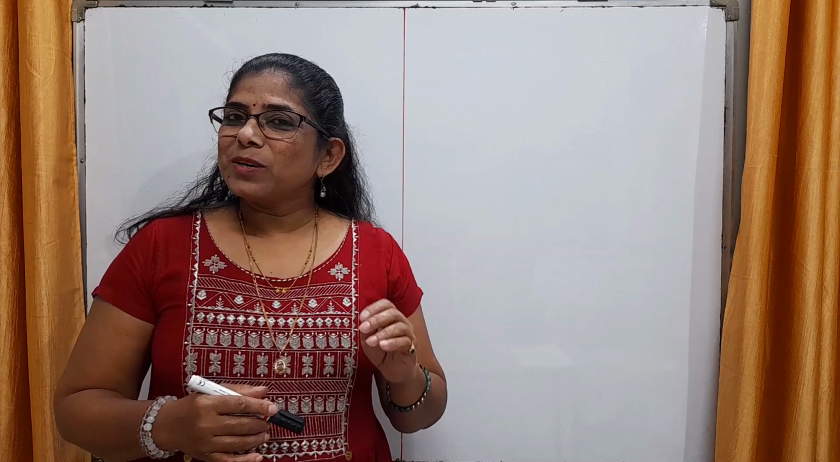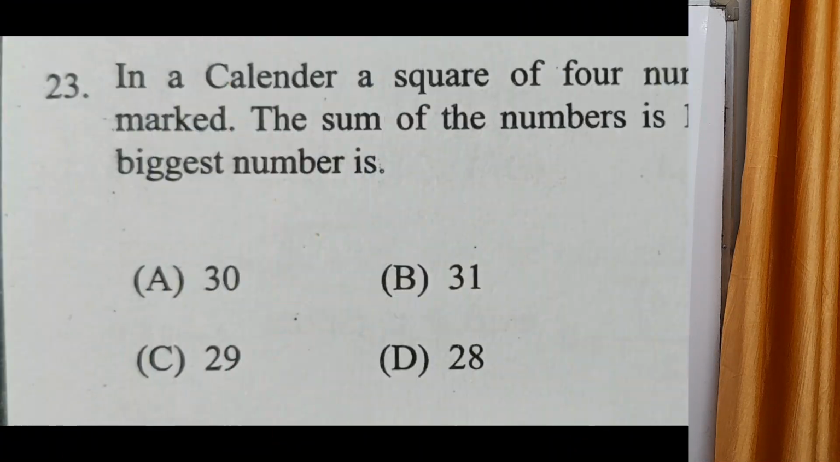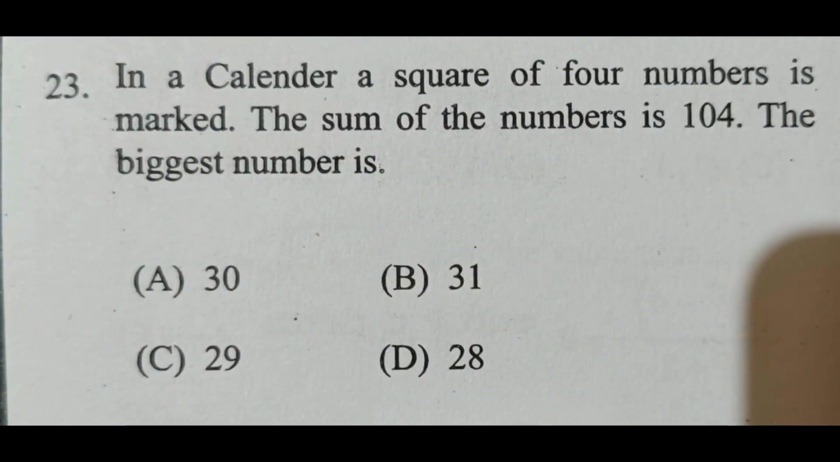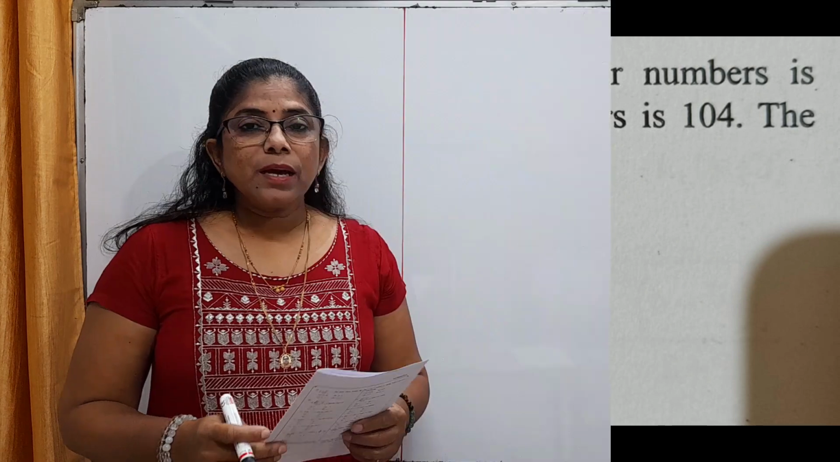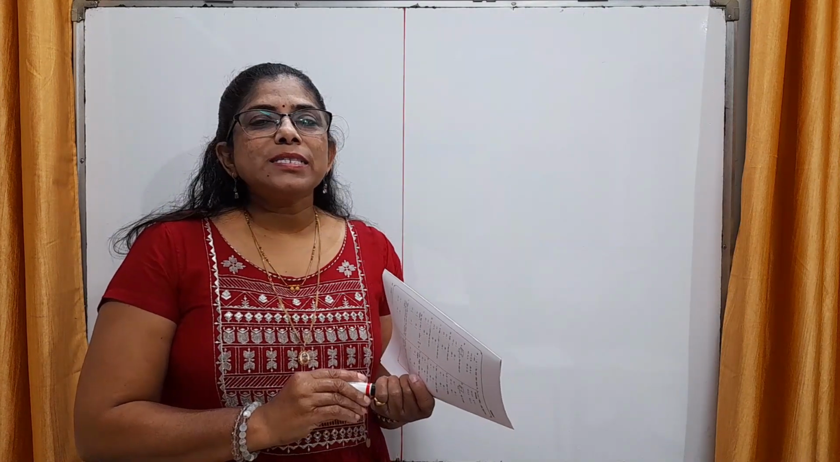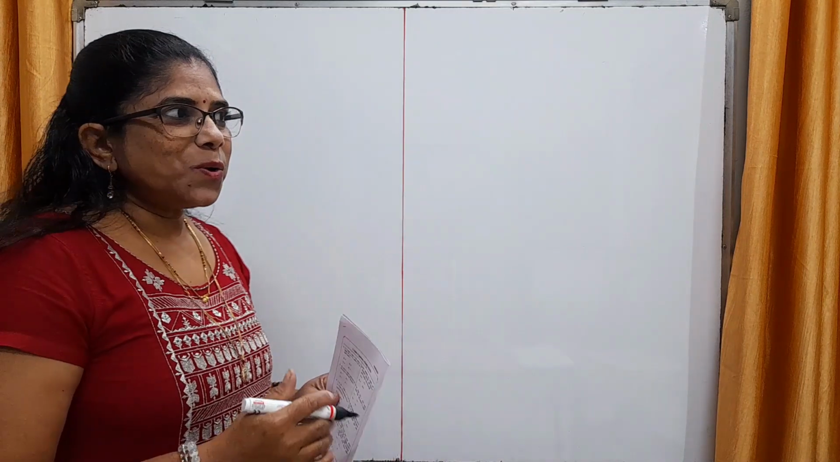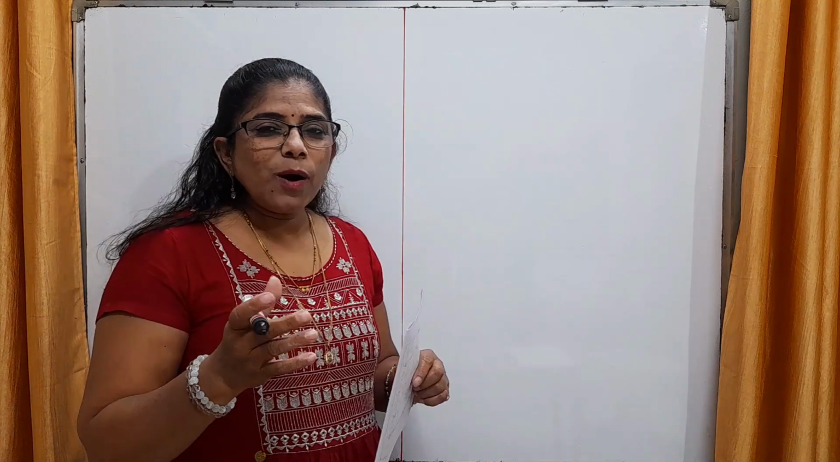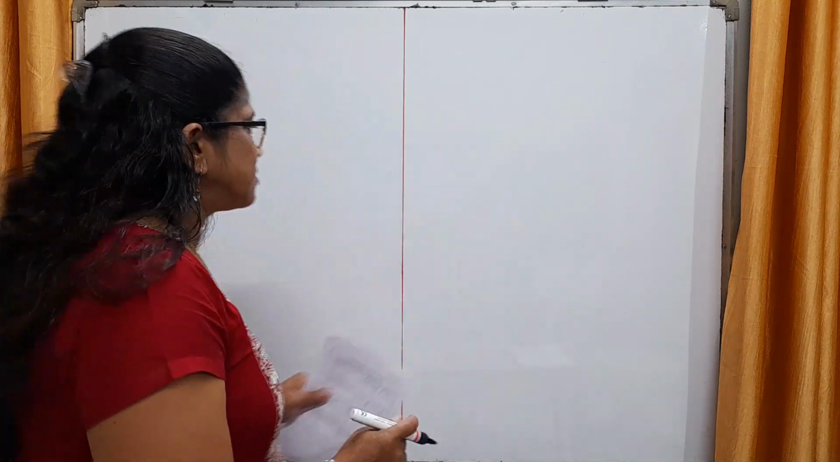Okay, let's see what is the first example. First example is, in a calendar, a square of 4 numbers is marked. The sum of the numbers is 104. The biggest number is... Calendar means it deals with dates. And they say they mark the square of 4 numbers. So just think for a second, how are the 4 numbers going to be in the calendar?